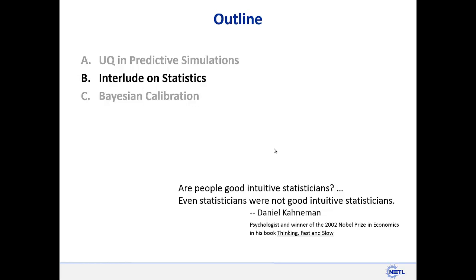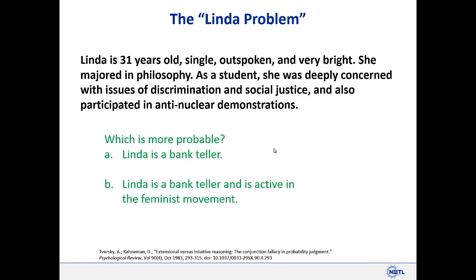So here is a famous problem called the Linda problem. This is what Kahneman came out with. And it goes like this. Linda is 31 years old, single, outspoken, and very bright. She majored in philosophy. As a student, she was deeply concerned with the issues of discrimination and social justice, and also participated in anti-nuclear demonstrations.